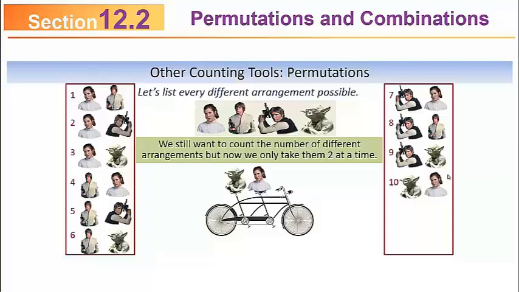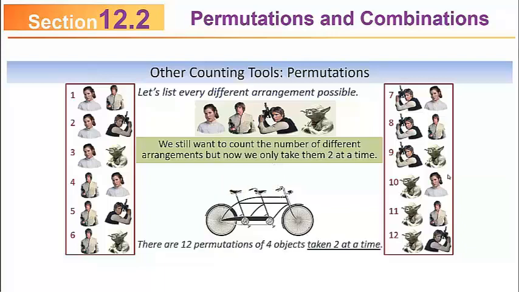That's the 10th arrangement. Leaving Yoda on the back seat, now put Luke on the front seat. That's an 11th arrangement. And finally, leaving Yoda on the back seat, I can put Han on the front seat, and that's a 12th arrangement. And there's really nowhere else to go. So there are 12 permutations of 4 objects, and this is important, taken 2 at a time.